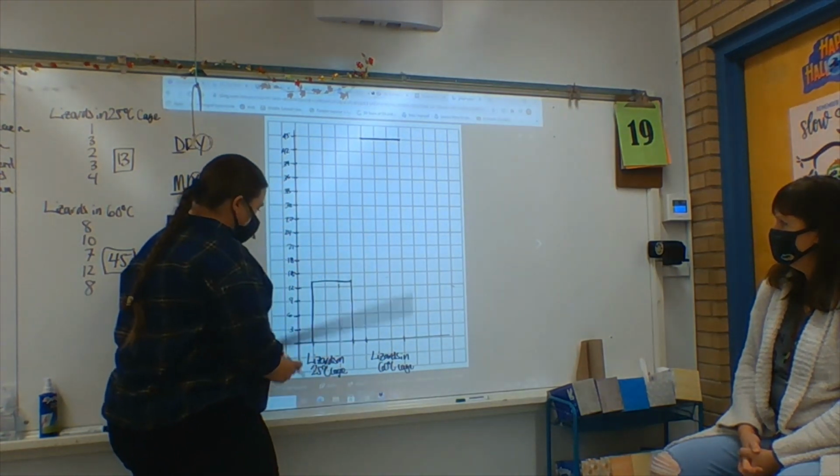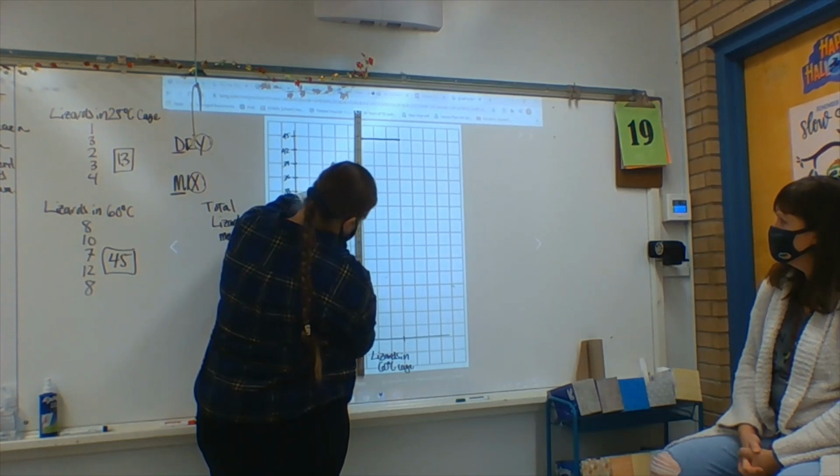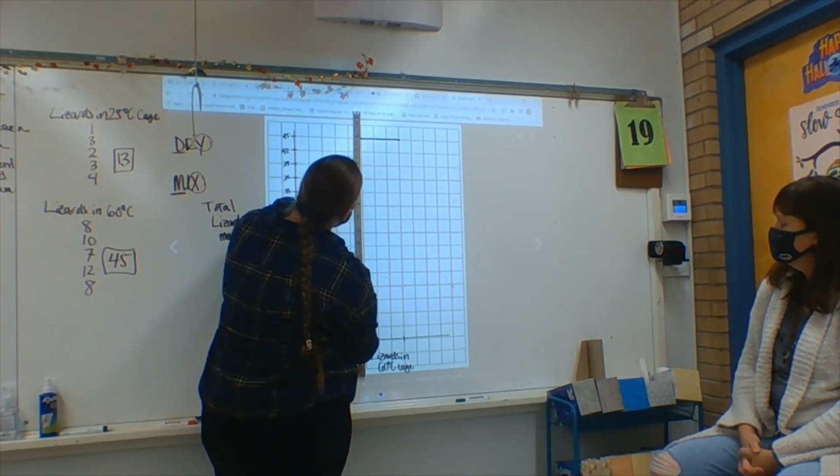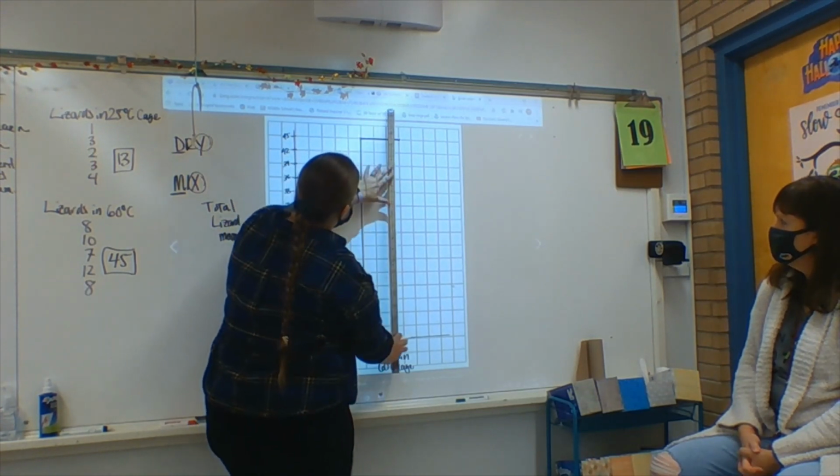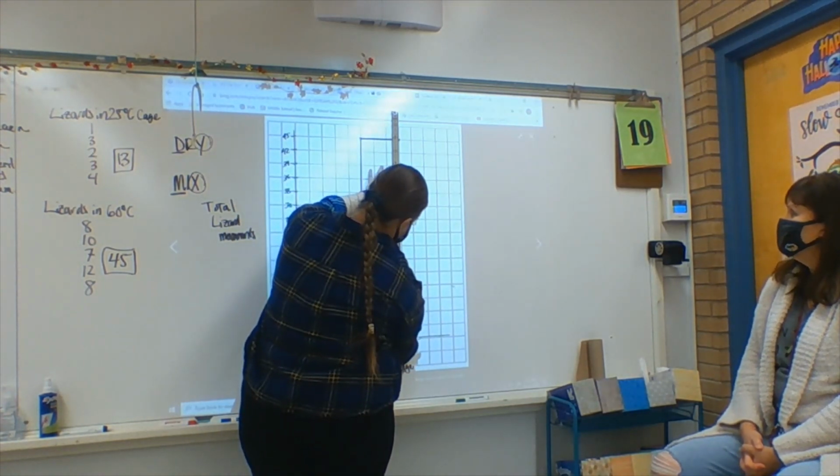And I'm going to break out that ruler. It's a long line to draw. Now, Ms. Thomas, what else am I going to need to do to this bar graph here?